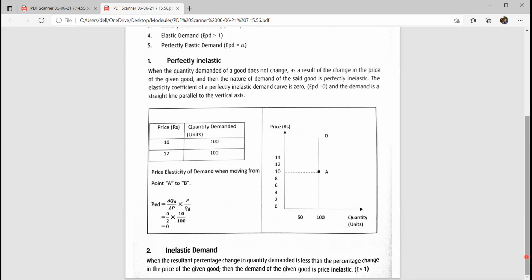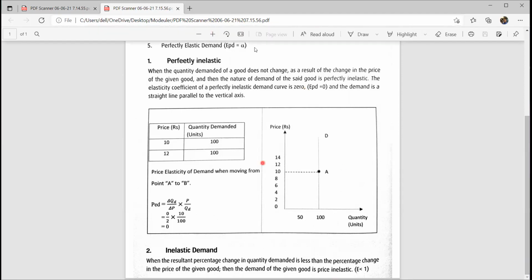Over there, when the resultant percentage change in quantity demanded is less than the percentage change in price of a given good, then the demand of the given good is price inelastic. The value is less than 1. Let me show you the next.